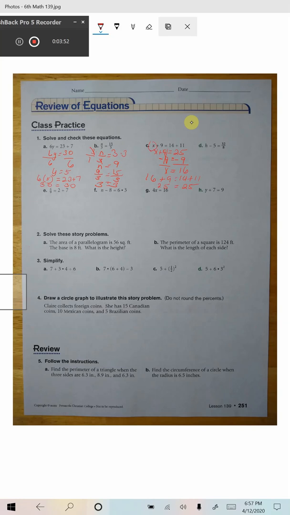H minus 5 equals 32 over 8. Oh, my eyes are terrible. H minus 5 equals 32 divided by 8. That's 4, because 4 times 8 is 32.